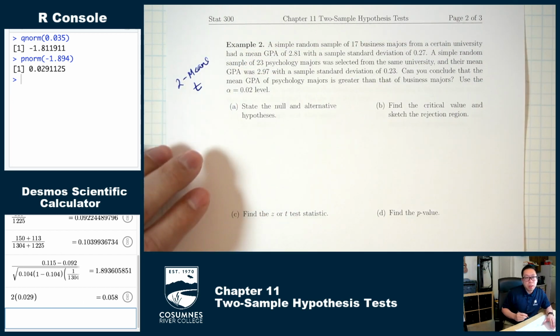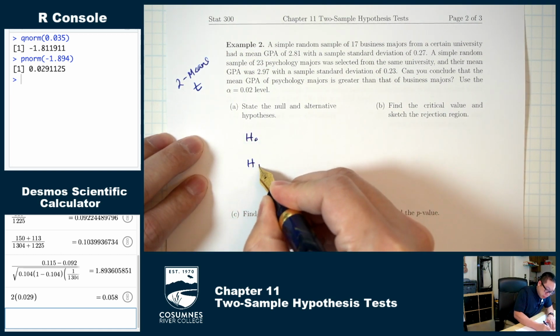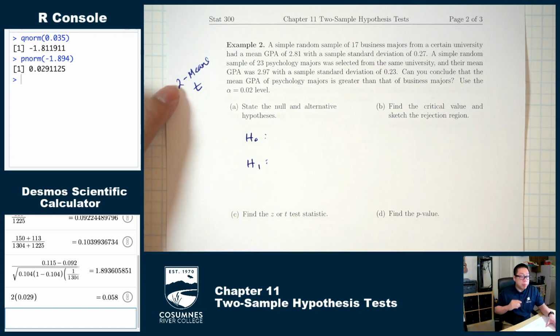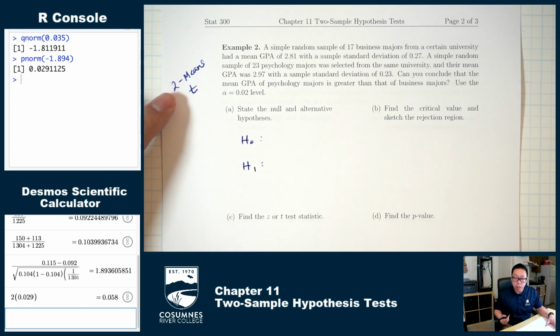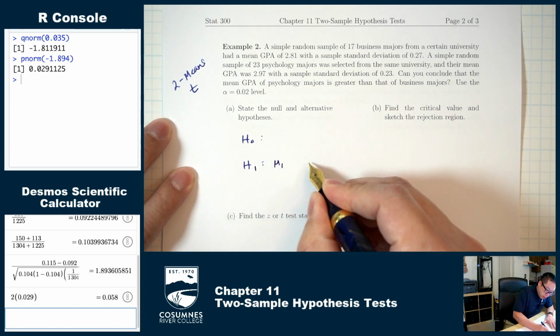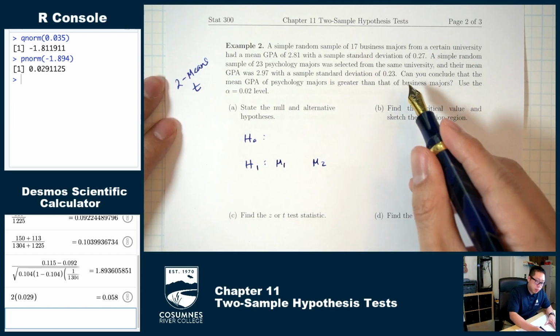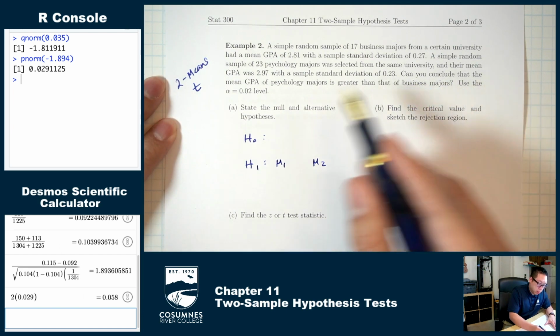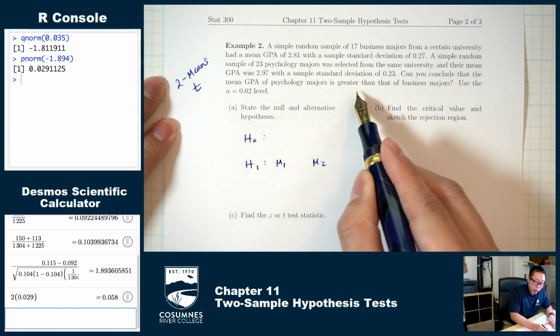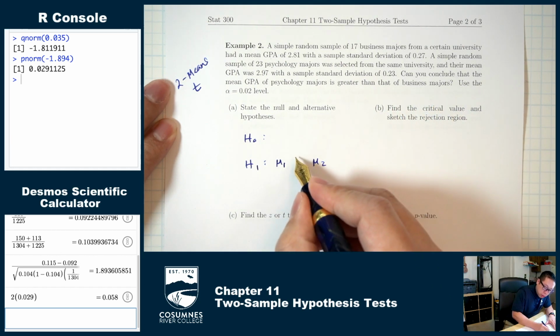Part A, state the null and alternative hypotheses. These are my H0, H1. Because I'm talking about means here, I should be using the mean symbol, which is mu. And because I'm talking about two means, there should be mu1, mu2. And the question is, what goes in the middle? Is it less than, is it greater than, or is it not equals? Can you conclude that the mean GPA of psychology majors is greater than that of business majors? Okay, so it does say greater, so I'm going to go with greater.